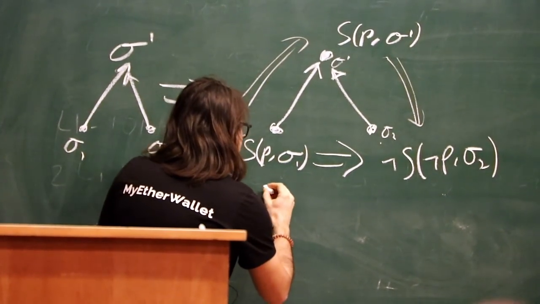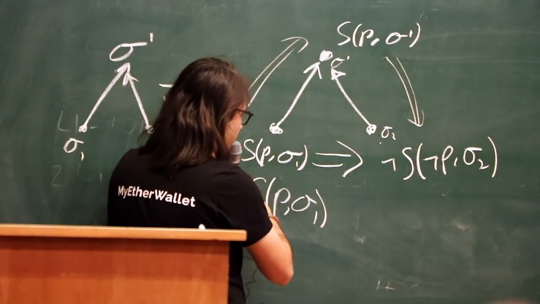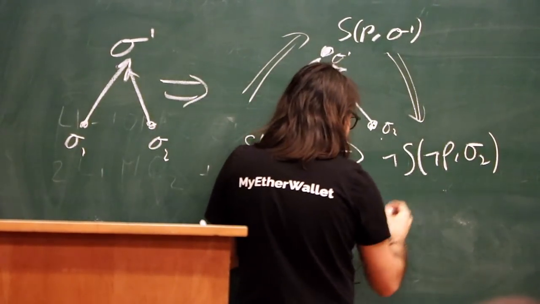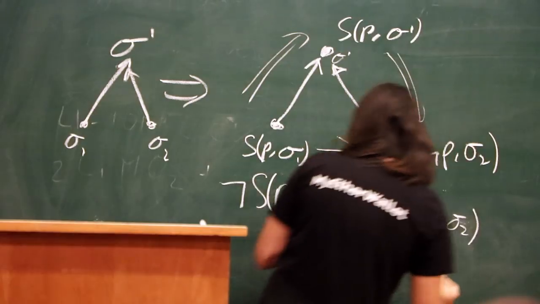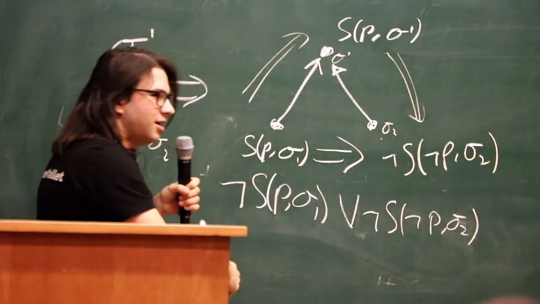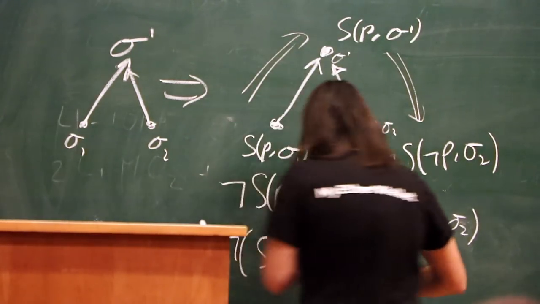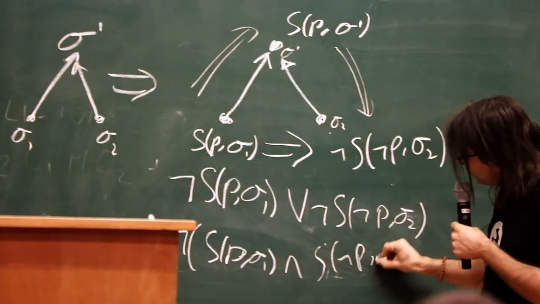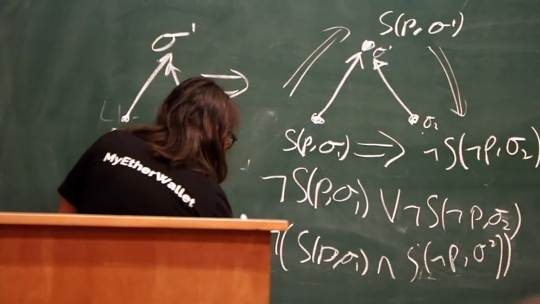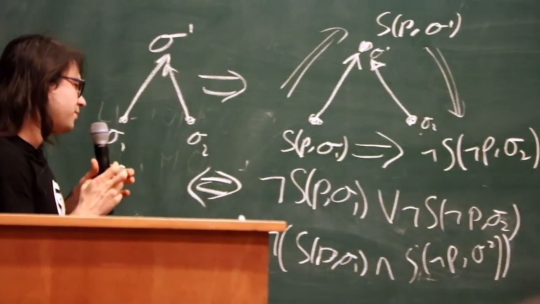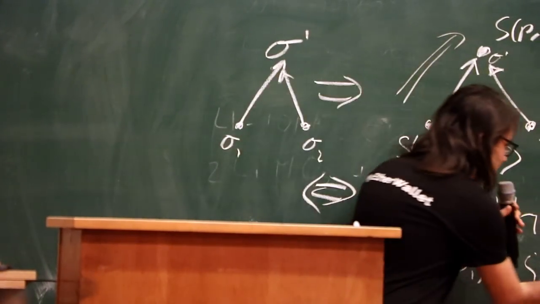And then by just a little bit of algebra, this means not this guy or this guy. This is just a normal rule, I don't remember the name of it, but you just get rid of the implication. And then by De Morgan's rule, we get not safe P sigma 1 or not safe not P sigma 2. So this conclusion here is exactly consensus safety. It basically says that, oh, look, we don't have safety on P and safety on not P at states sigma 1 and sigma 2.